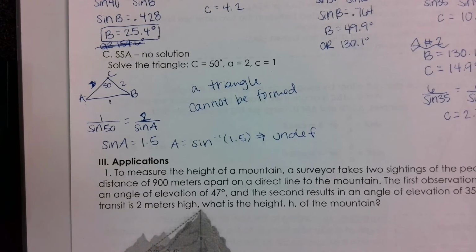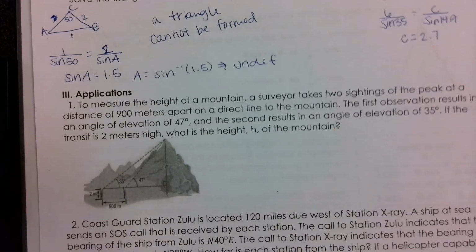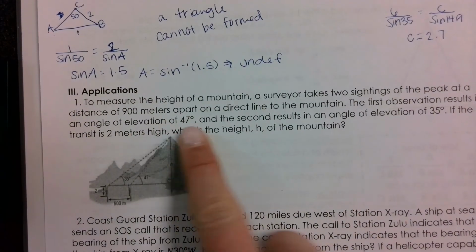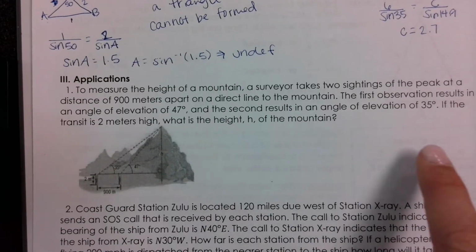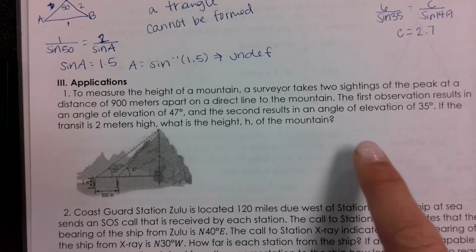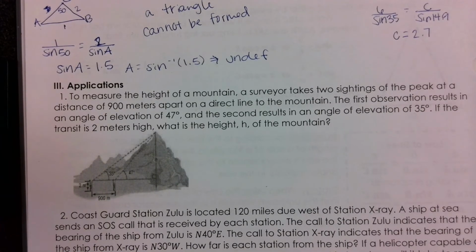Alright, so we've got two little word problems and then we'll be done. To measure the height of a mountain, a surveyor takes two sightings of the peak at a distance of 900 meters apart on a direct line to the mountain. The first observation results in an angle of elevation of 47, and the second results in an angle of elevation of 35. If the transit is 2 meters high, what is the height h of the mountain?